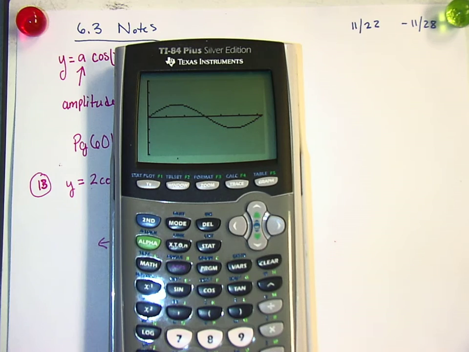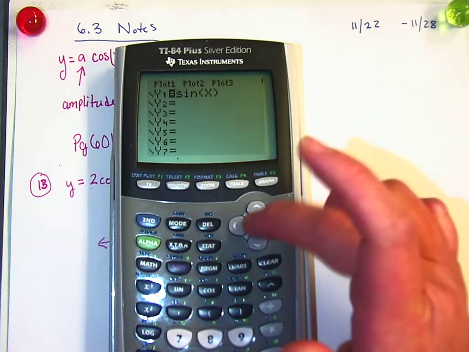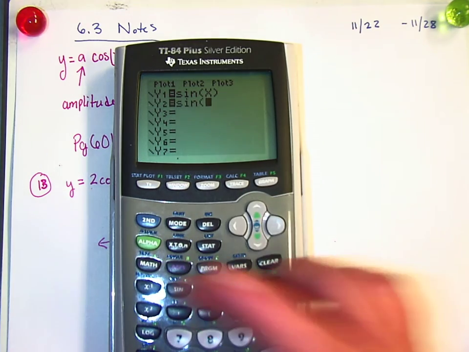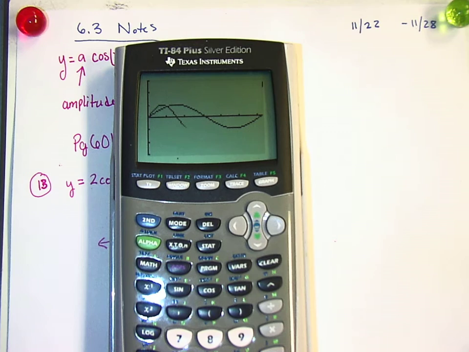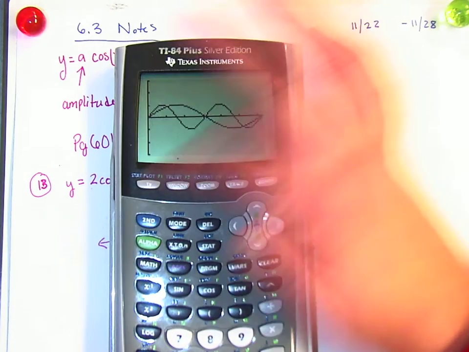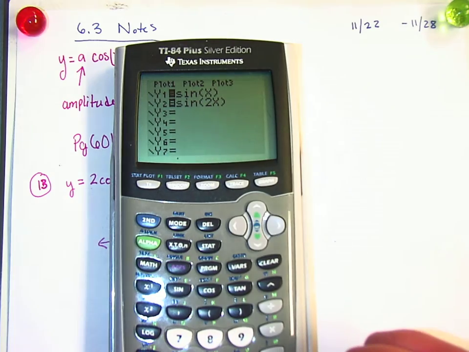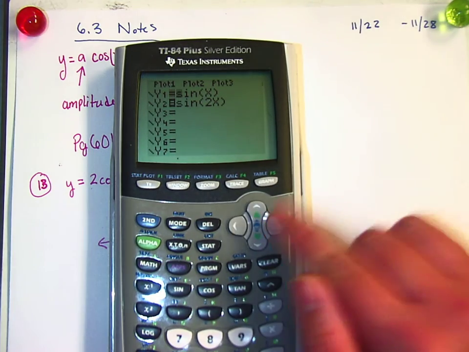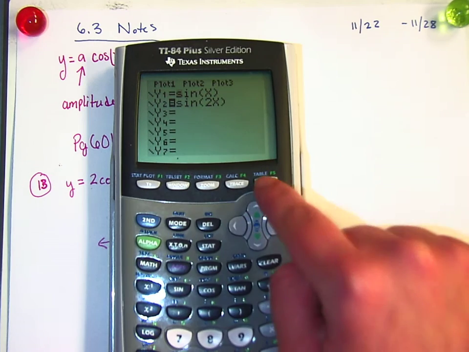So now, what would happen if instead we put in sine of 2x? Hopefully, if it's kind of hard to see with this other graph in the way, maybe I'll turn that one off for now. By the way, you turn things off by just hitting enter on that equal sign. That means it's not going to graph that one. See how only the sine of 2x is darkened?